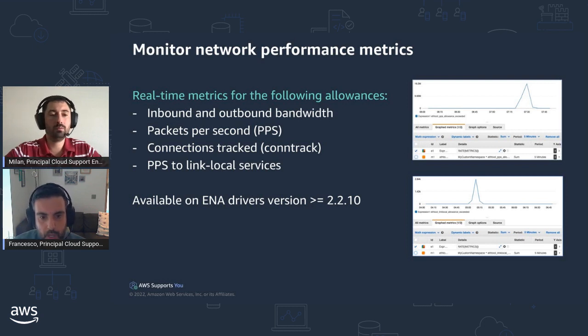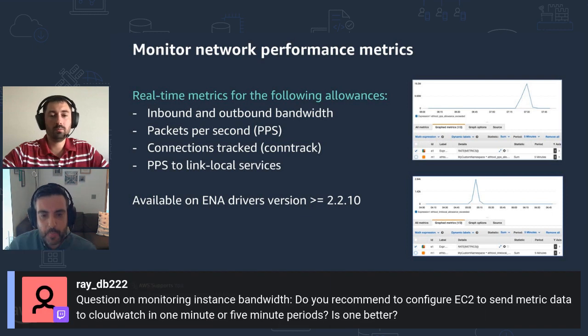We have a question from RayDB222, a question on monitoring instance bandwidth. Do you recommend to configure EC2 to send metric data to CloudWatch in 1 minute or 5-minute periods? Is one better? Milan, do you want to take this?